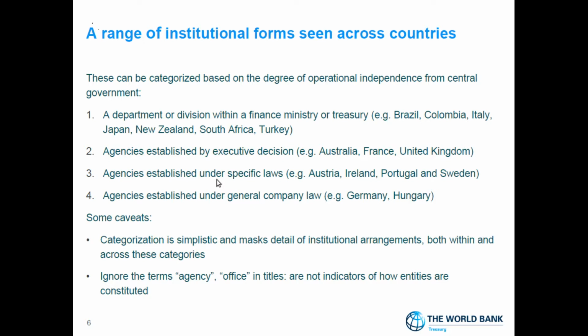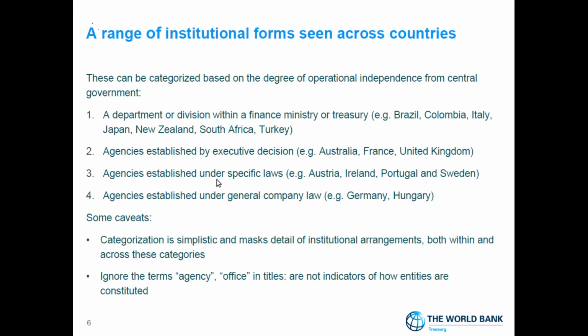The second, a little more arm's length, are agencies set up by executive decision, which we see in Australia, France, and the UK, for example. A little bit further away from central government are agencies set up under specific laws, so statutory bodies, which we see in Austria, Ireland, Portugal, and Sweden. And the last one, a fairly rare form, are agencies that are established under general company law, which is the case in Germany and Hungary.